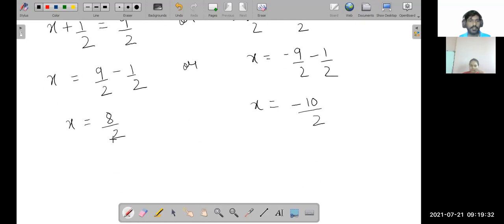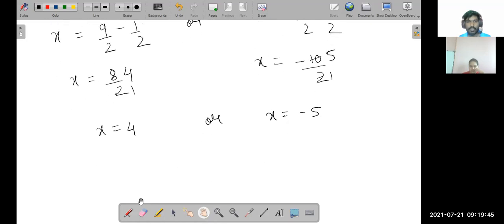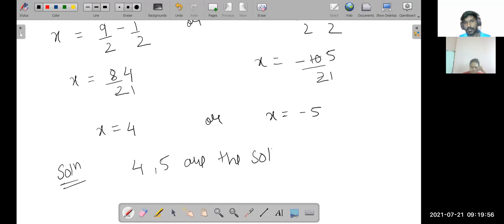And this you can cancel, right? 2 fours are 8. 2 fives are 10. So x is 4 or x is minus 5. So we got the solution. So we can say that 4 and minus 5 are the solutions of the given quadratic equation.